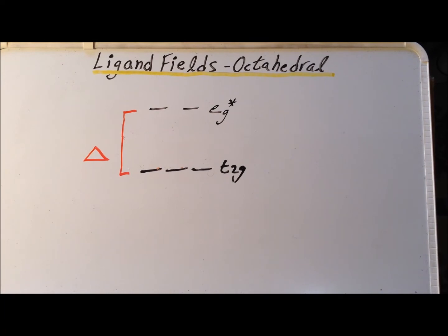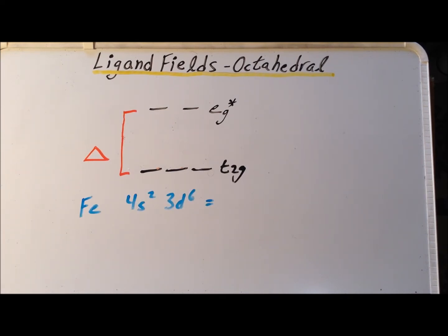The first situation we will examine is when the splitting is large. In the large case, we call this the strong field situation. A synonym for strong field is low spin. Strong field means that we have a strong electrostatic interaction which causes a wide difference in the energy between T2G and EG star. We will see shortly why it is also called low spin.